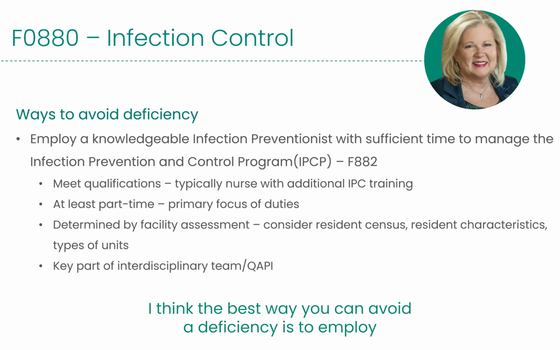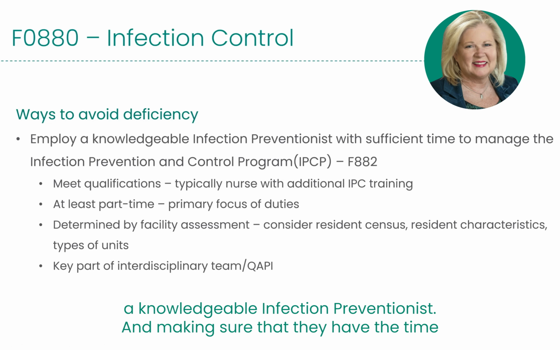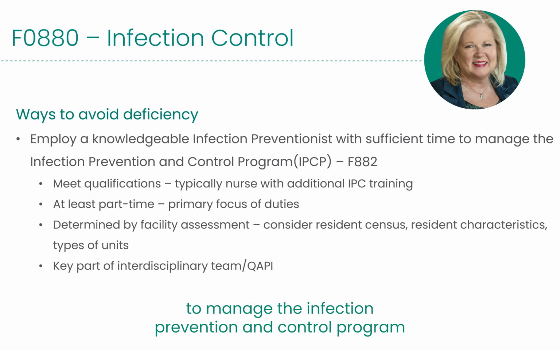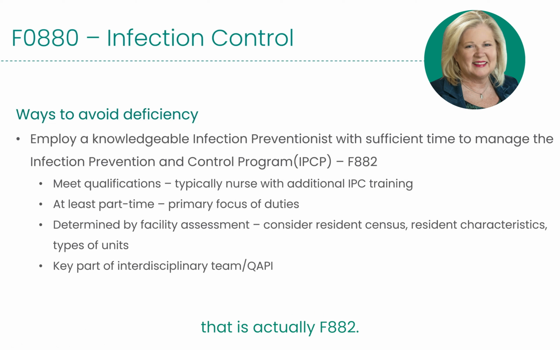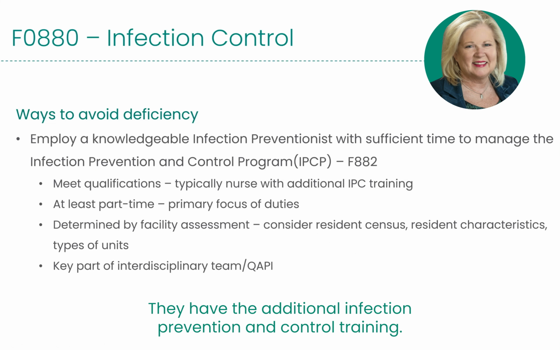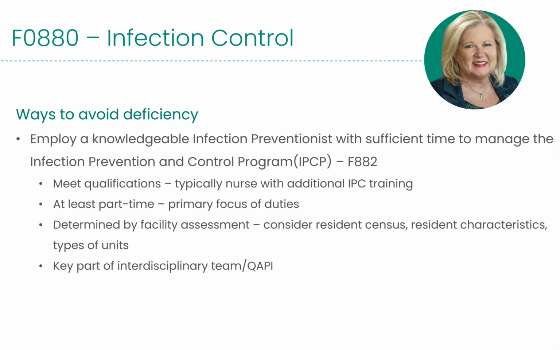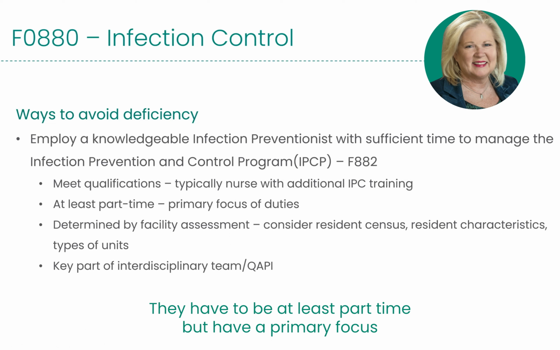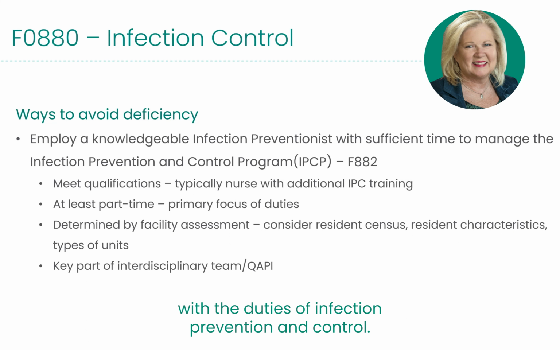I think the best way you can avoid a deficiency is to employ a knowledgeable infection preventionist and make sure that they have the time to manage the infection prevention and control program. That is actually F882. Typically, under this tag, it's usually a nurse who meets the qualifications. They have the additional infection prevention and control training. They have to be at least part-time, but have a primary focus with the duties of infection prevention and control.